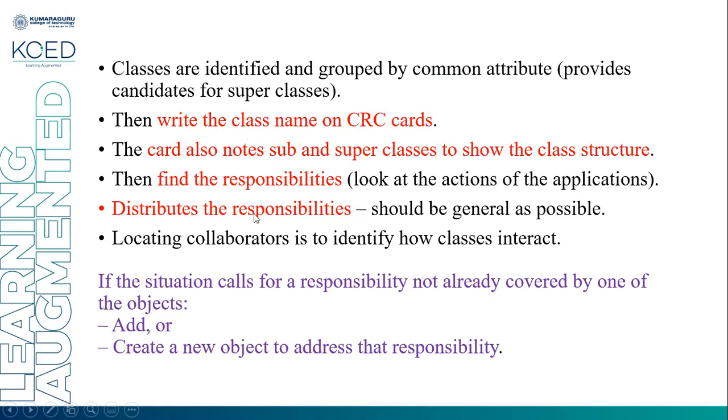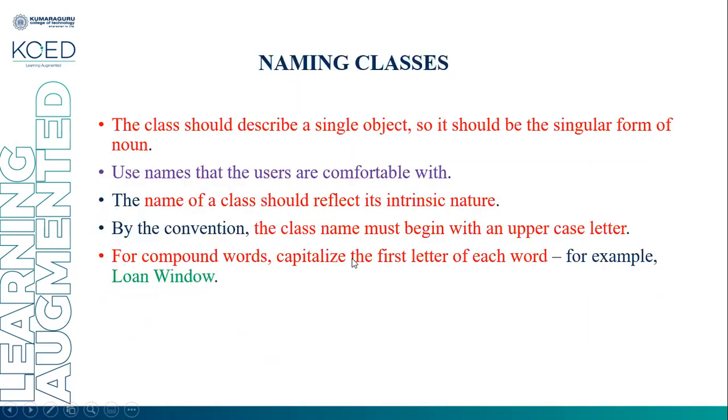To find responsibilities, look at the actions of the application. Distribute the responsibilities; they should be as general as possible. Locating the collaborators is to identify how the classes interact. If the situation calls for a responsibility not readily covered by one of the objects, then you have to add or create a new object to address the responsibility if it is not readily available.